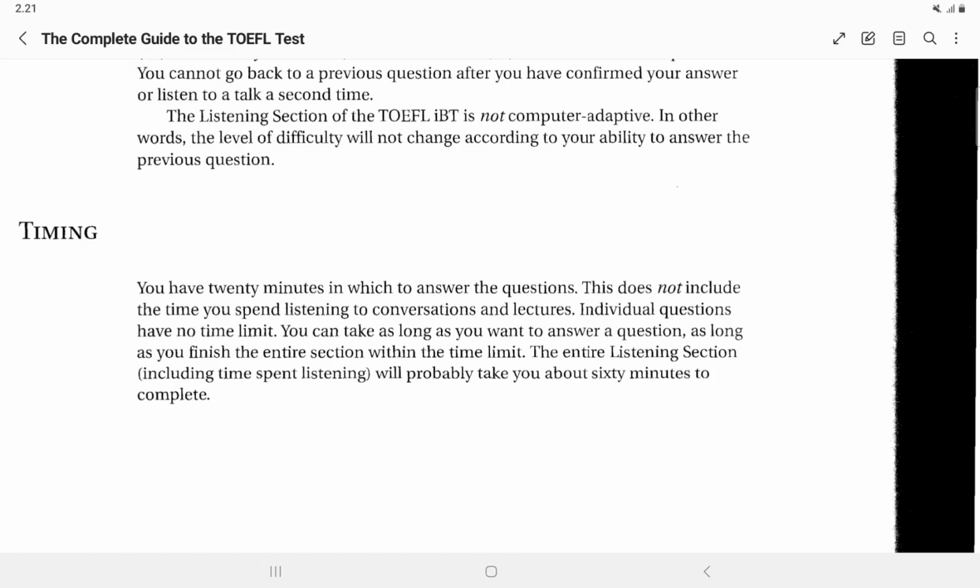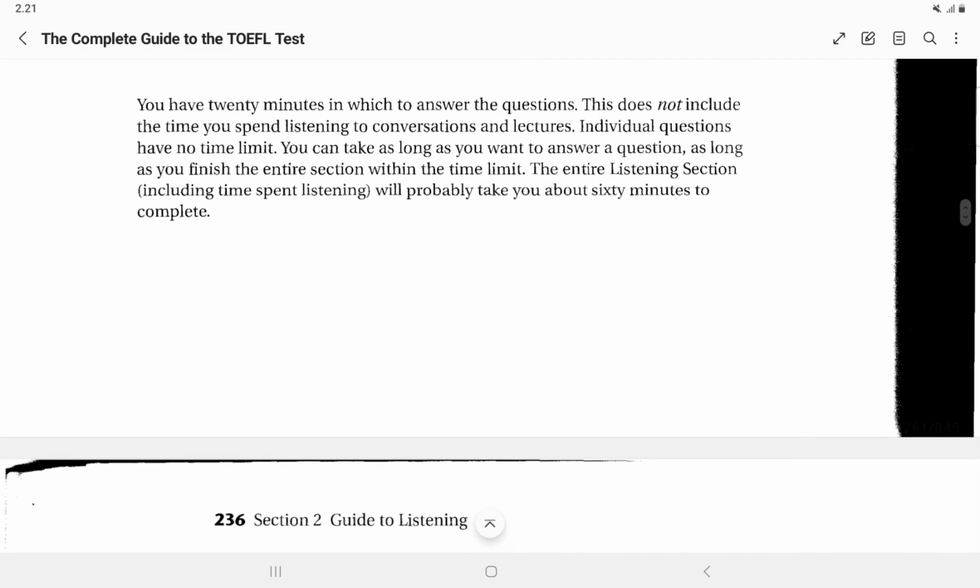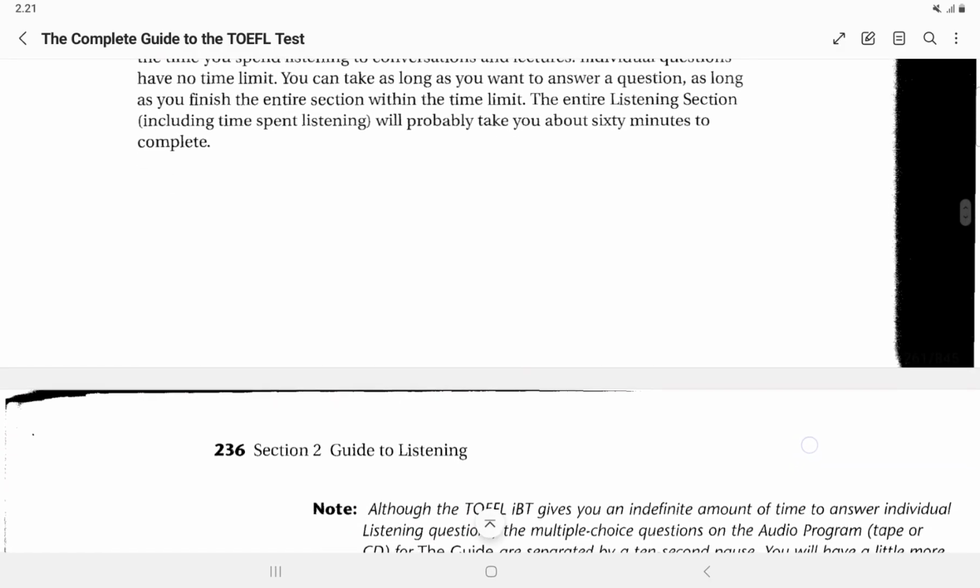The listening section of the TOEFL iBT is not computer adaptive. In other words, the level of difficulty will not change according to your ability to answer the previous question. Timing: you have 20 minutes in which to answer the questions. This doesn't include the time you spend listening to conversations and lectures. Individual questions have no time limit. You can take as long as you want to answer a question, as long as you finish the entire section within the time limit. The entire listening section, including time spent listening, will probably take you about 60 minutes to complete.